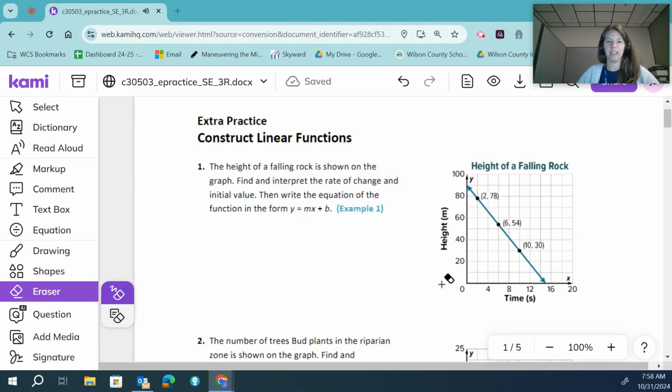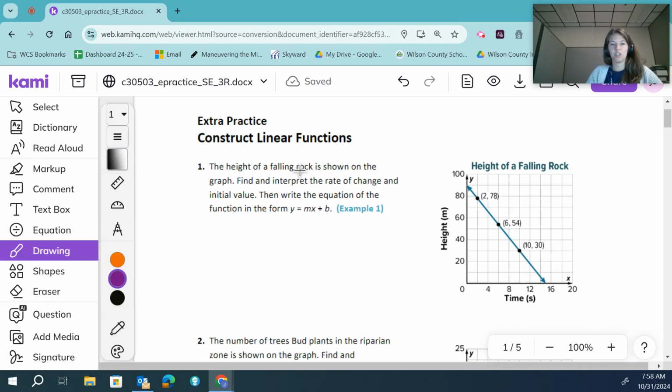Today we will be constructing linear functions from graphs, tables, and situations. Okay, let's take a look at this first one here. We're going to be taking a look at graphs first.